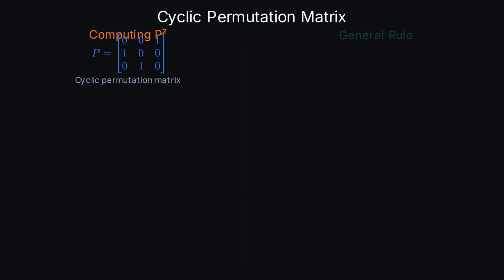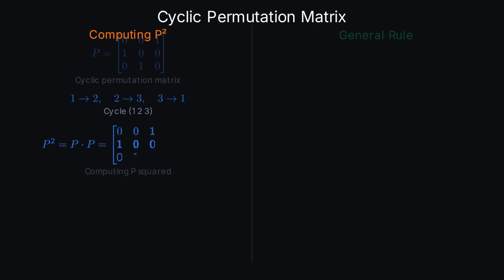Consider the cyclic permutation matrix P, which equals 0, 0, 1 in the first row, 1, 0, 0 in the second row, and 0, 1, 0 in the third row. This cyclic permutation sends row 1 to position 2, row 2 to position 3, and row 3 back to position 1. Now let's compute P times P to see if P squared equals the identity.